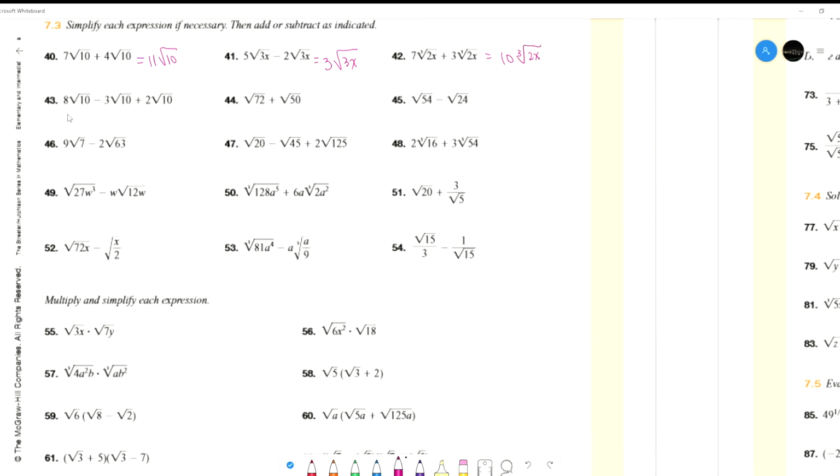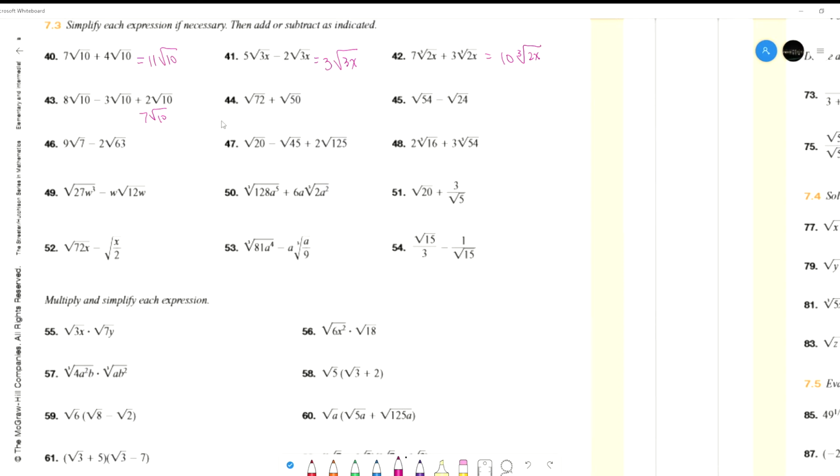Easy stuff here. 8 radical 10 minus 3 radical 10 is 5 radical 10, plus 2 radical 10 is 7 radical 10. So those should be pretty simple. Now number 44 is where it starts to get more interesting. You have to actually simplify each radical before you can add or subtract, right? Before you can combine. So let's simplify each of these.